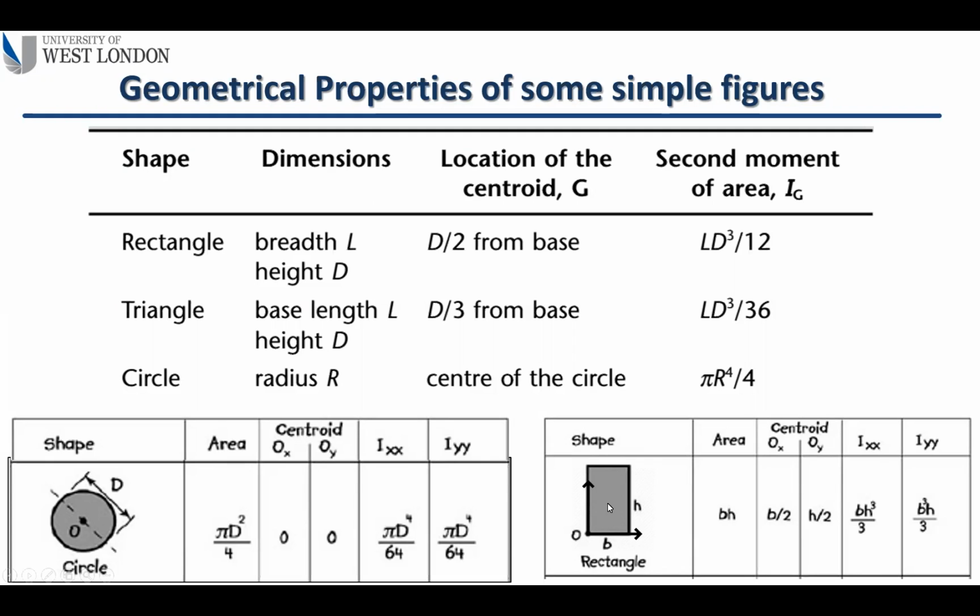Axes in many cases can be located at the centroid, for example, like this one. And if the origin is exactly at the centroid, IXX can be calculated with this dimension, BH cubed over 12, and accordingly, IYY, where Y is the vertical axis, can be calculated once the origin is at the centroid, as H B cubed over 12. So just bear in mind.